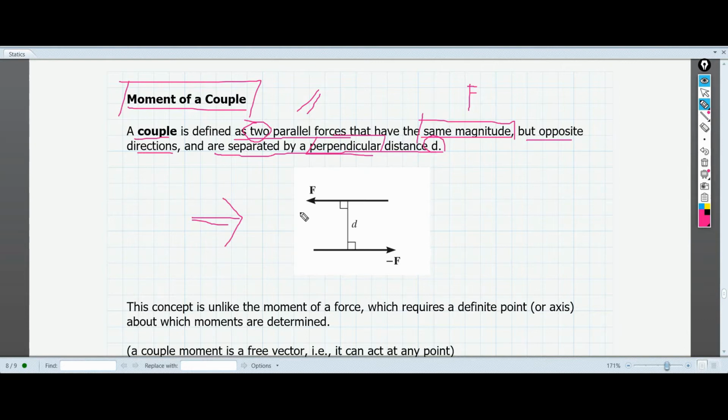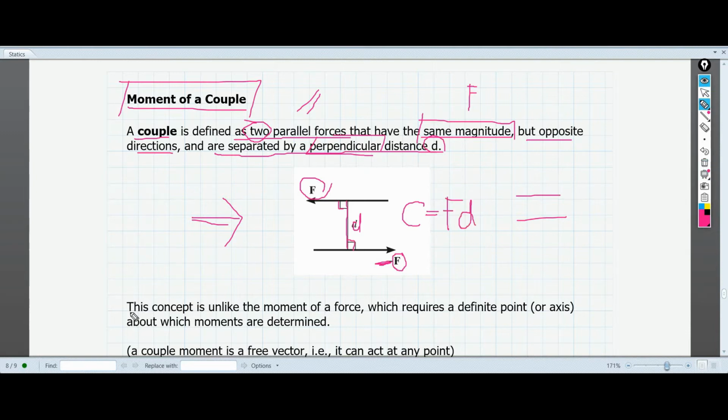Okay, so we have here two forces. They are parallel and they have the same magnitude F, pero yung isa, iba yung kanyang direction. Tapos, ang nagse-separate sa kanila ay isang perpendicular distance na kung tawagin natin ay D. And this is what will give us C is equal to FD.